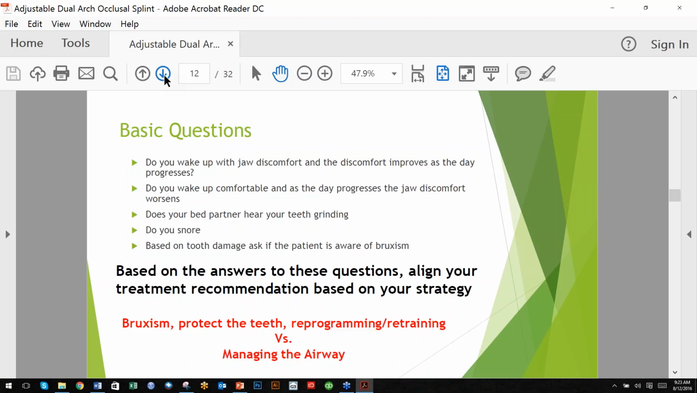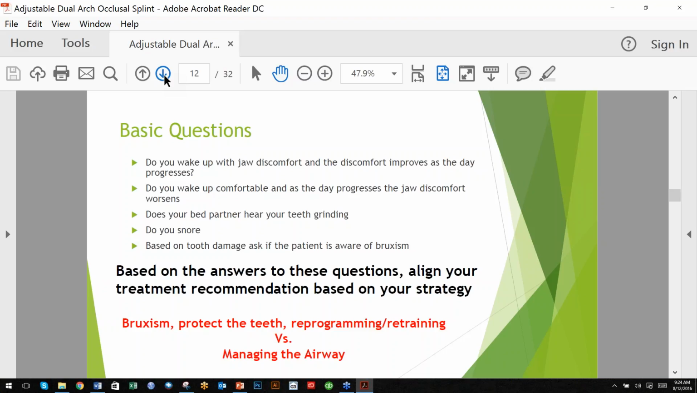Okay, so when you wake up, do you have jaw discomfort? And then it goes away as the day progresses, or vice versa. Do you wake up fine and then as the day goes on, your jaw pain gets worse? In the presence of damaged teeth, we're pretty clear on what that means. If you wake up with jaw pain, that probably means that while you're sleeping, you're clenching and grinding. Why is that? If it's bullet 2, if you're fine and then as the day goes on, you have jaw pain, then you have some type of behavioral issue where you would focus more on behavioral changes rather than anything else.